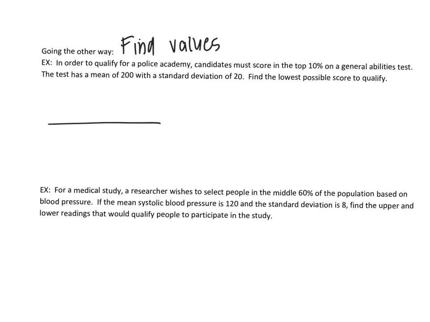So if we're looking at our curve, we have our mean of 200, and we need some value x to be in the top 10%. If we're in the top 10%, it means we're looking for the z-score that gives us 90% of our values below that. So we need to look for the z-score that gives us 0.9000, or the closest thing to it, which is going to be 1.28.